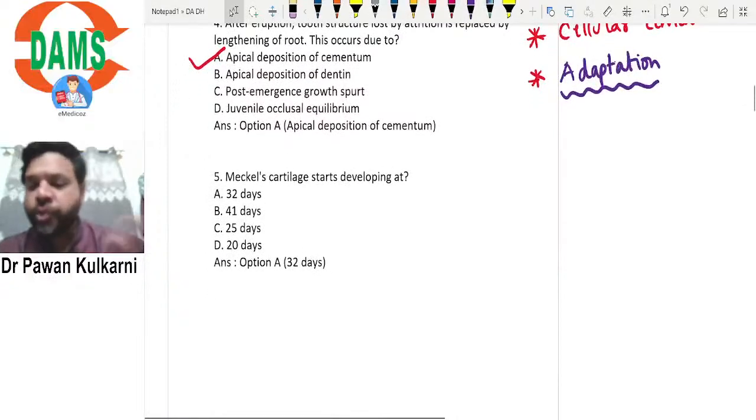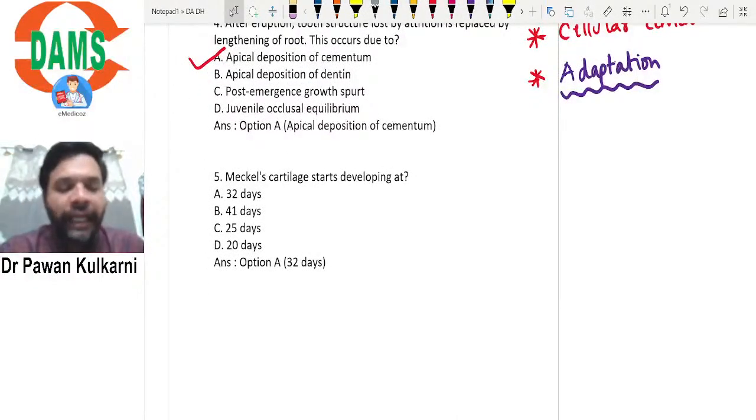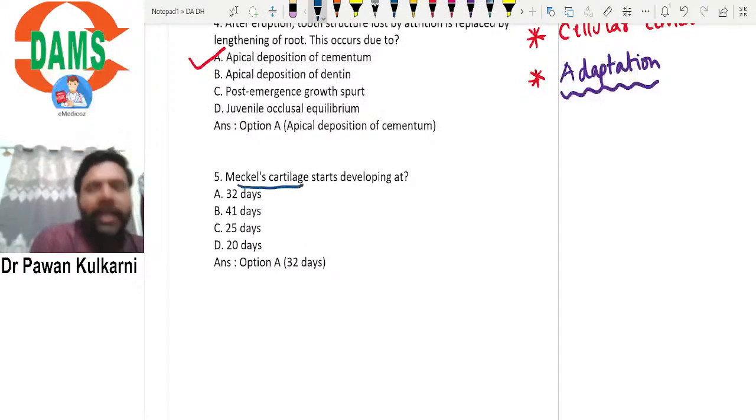Okay, let us move on to the fifth question here. Meckel's cartilage starts developing at. All of us know that the first arch cartilage is called Meckel's cartilage. What is Meckel's cartilage? The first pharyngeal arch cartilage is called Meckel's cartilage.